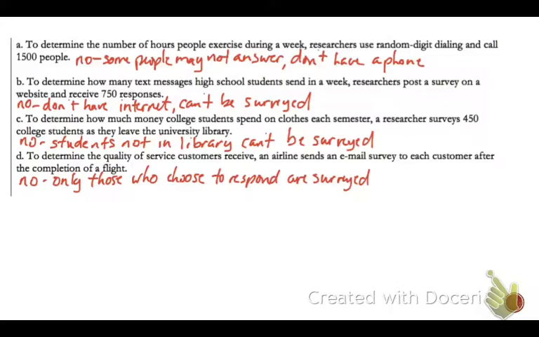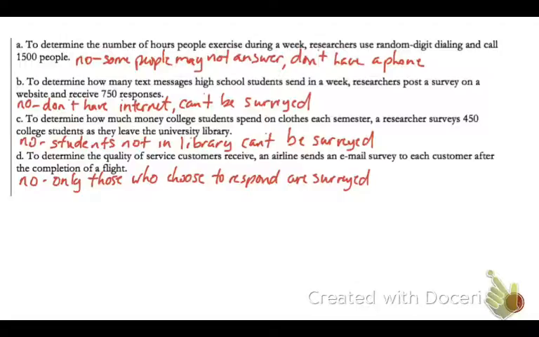So in the first one, I said no, that this would not be a good representative sample. To determine the number of hours people exercise during the week, researchers use random digit dialing and they call 1,500 people. Well, for one, people may not answer. People might not have a phone. Also, some people may be exercising rather than answering the phone.